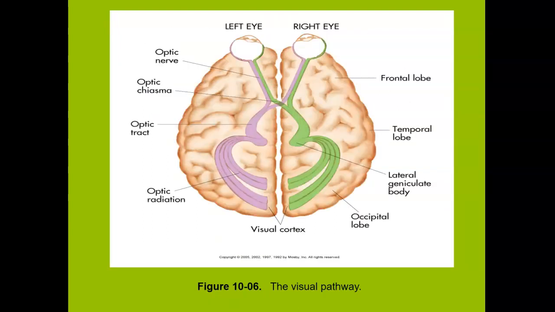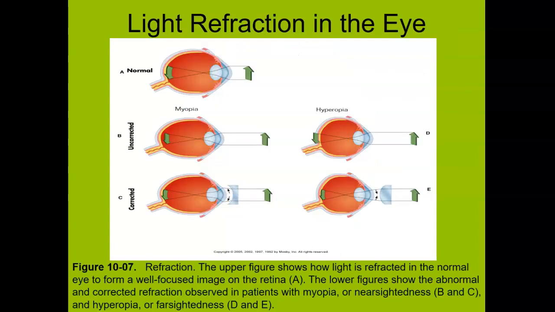And then here's our visual pathway again, which I suppose I should have written on this slide, but you can go on ahead and review the visual pathways, the decussation at the optic chiasm, and the ipsilateral projections on both the right and the left eyes into the right and left visual cortex.